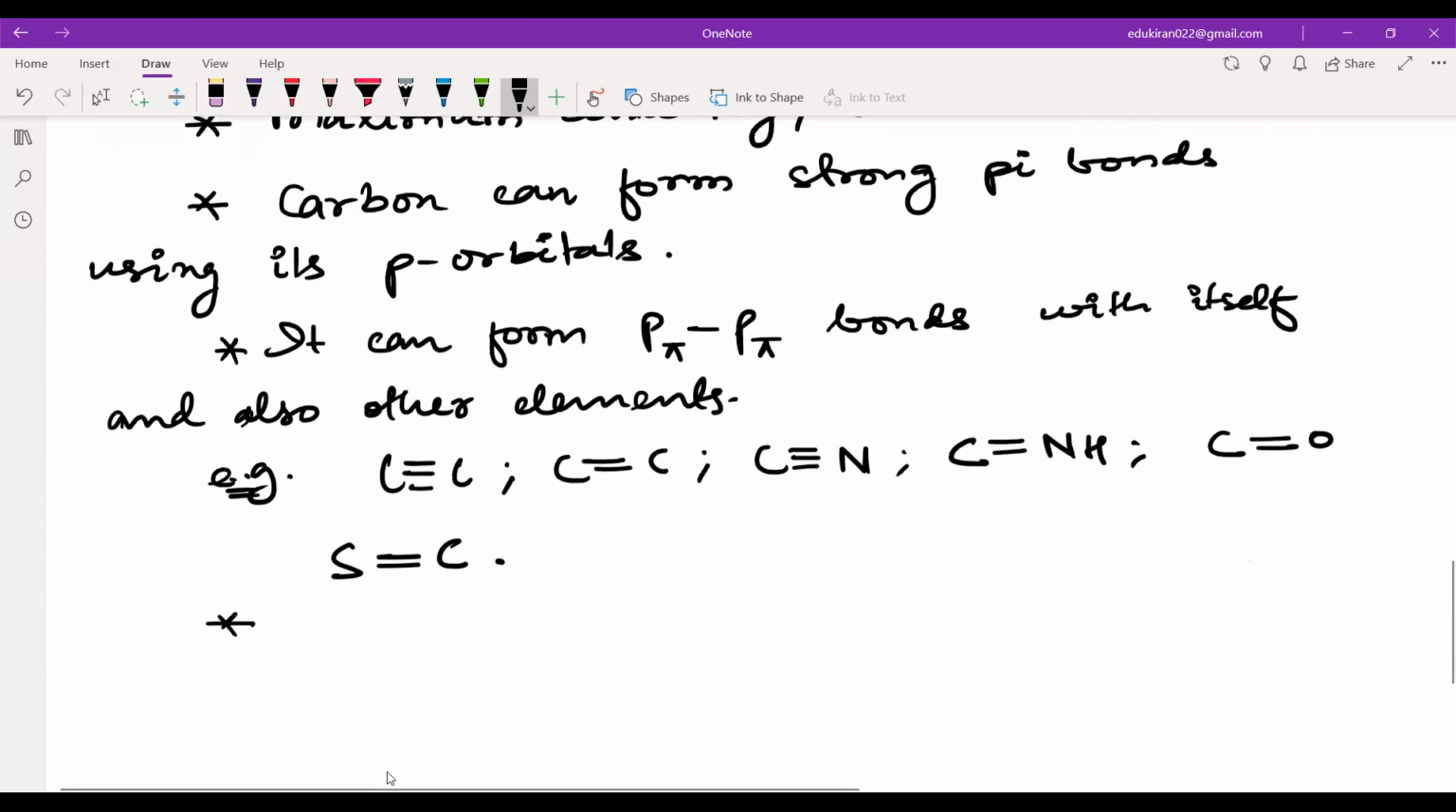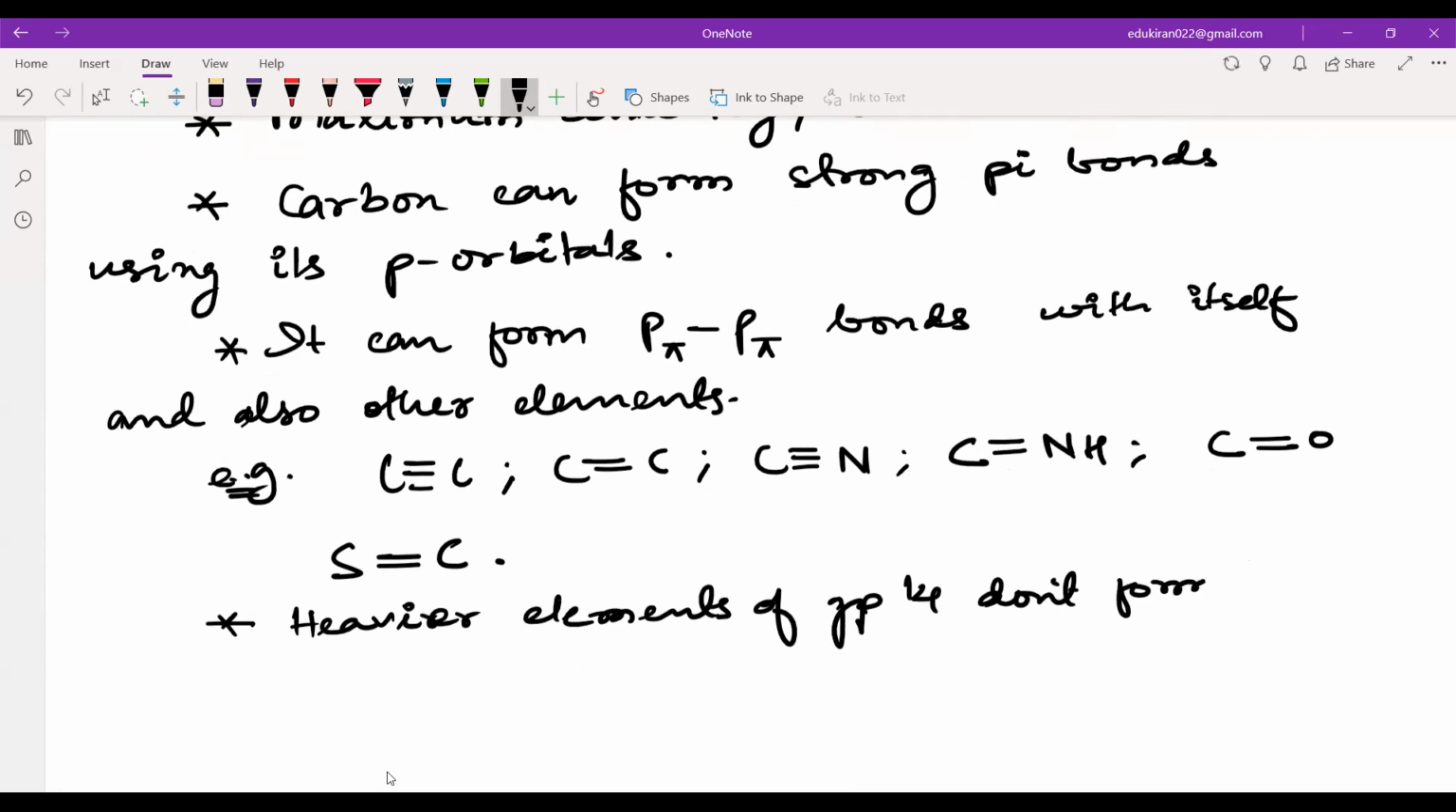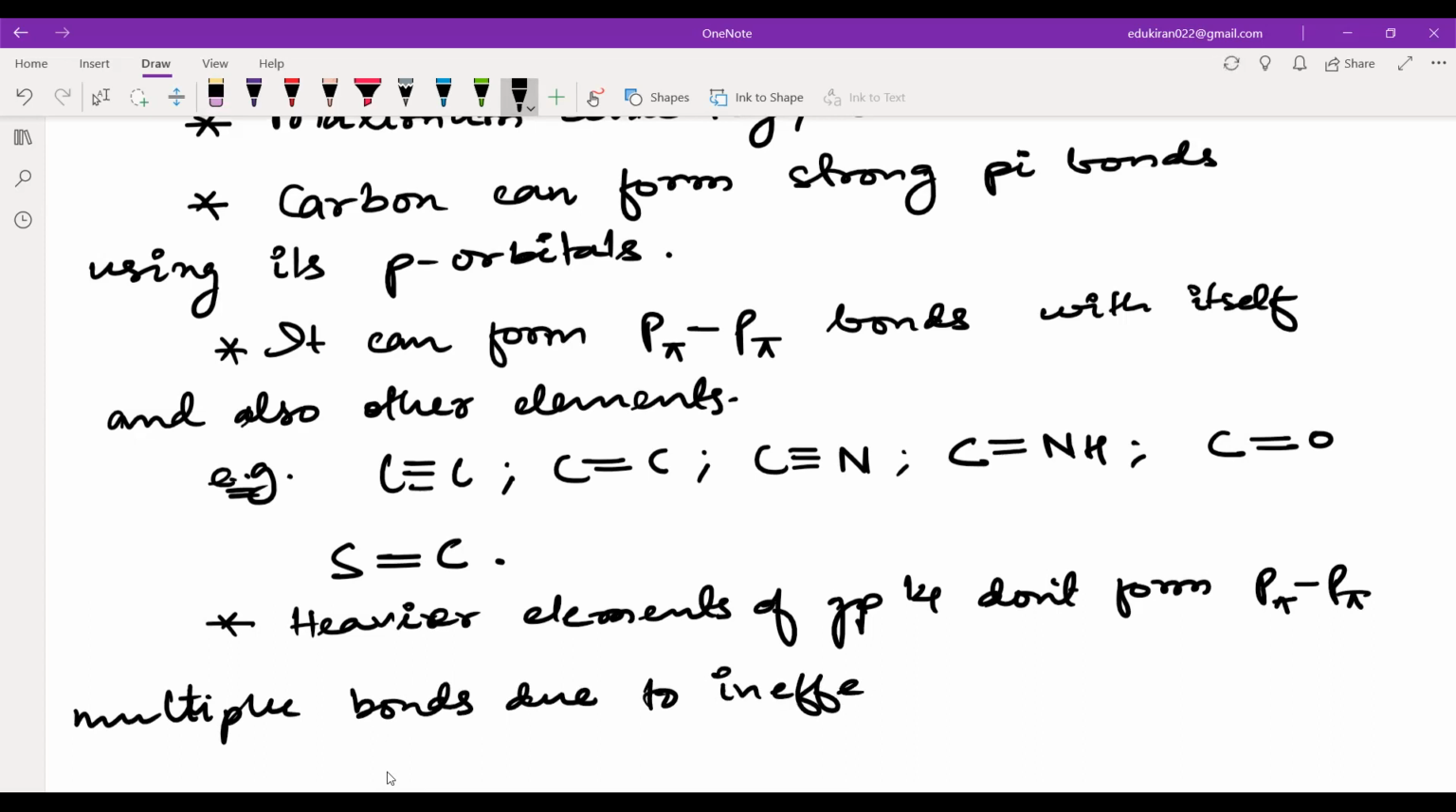So all of these are examples of pi bonds. Heavier elements of group 14, after carbon, don't form p pi multiple bonds due to ineffective overlapping of p orbitals.